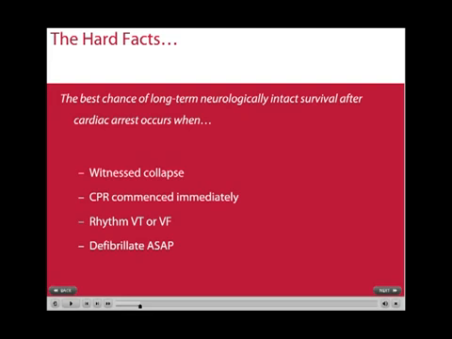The best chance of long-term intact neurological survival after cardiac arrest occurs when these criteria are met. The collapse is witnessed and CPR is commenced immediately. The underlying rhythm of the cardiac arrest is either VT or VF, and the person is defibrillated as soon as possible.